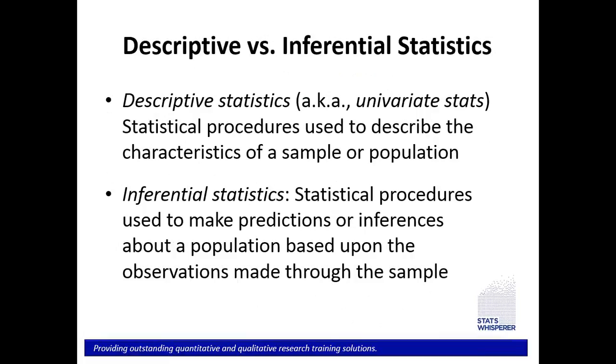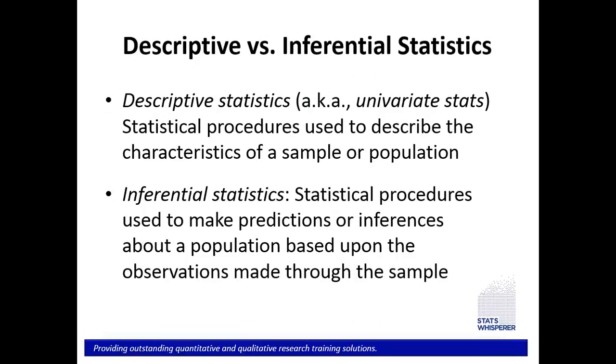Now, descriptive statistics versus inferential statistics. Now recall, descriptive statistics are also called univariate statistics, which we examined earlier, we discussed as a step in the 7 steps of data analysis. And so those are statistical procedures that are used to describe the characteristics of a sample or a population. Remember, we had the univariate, and it described the characteristics of one variable, uni meaning one, var meaning variable.